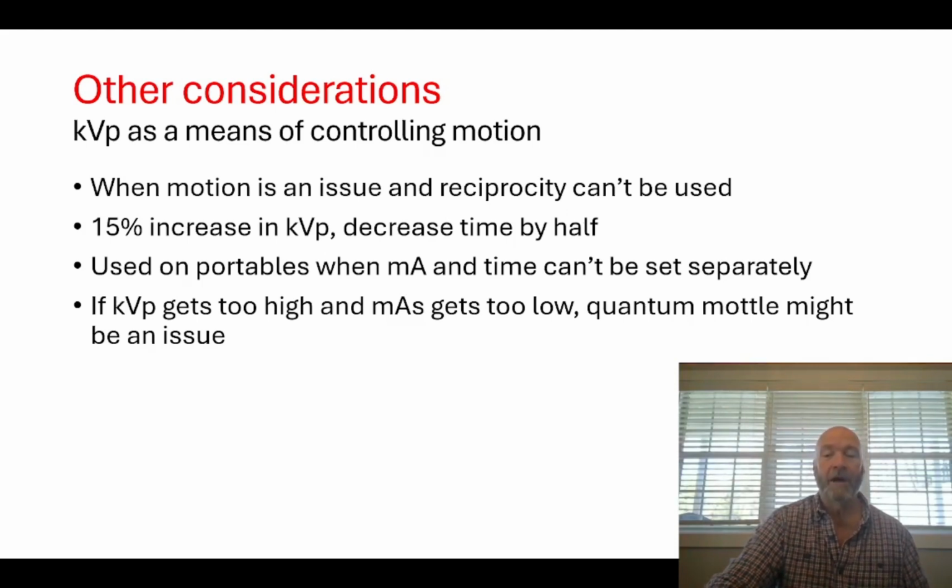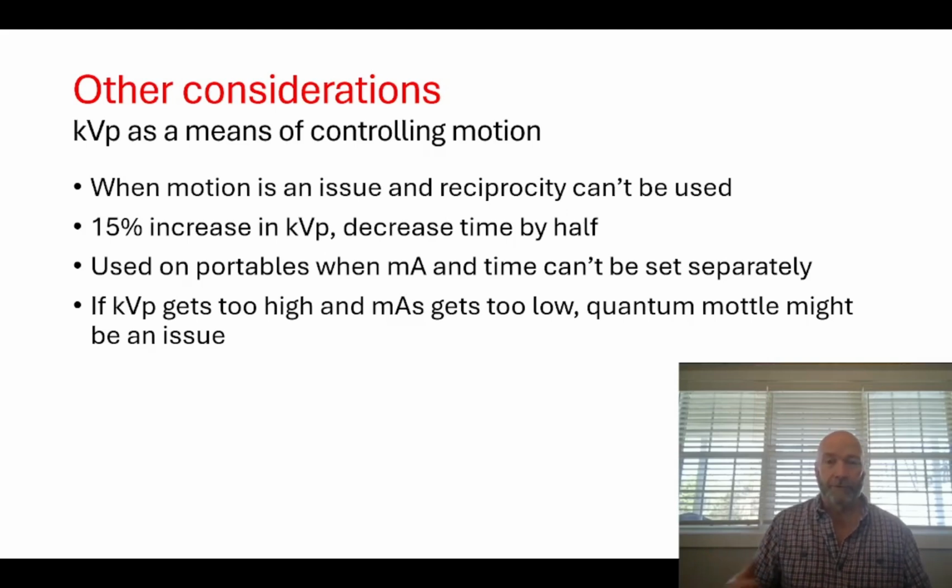Also, whenever you're phototiming, the same thing is going to happen. If you increase your kVp, then your mAs is naturally going to decrease. Your machine is going to be set with a specific mA station. So what you're actually doing as you increase your kVp is reducing mAs, but specifically time.